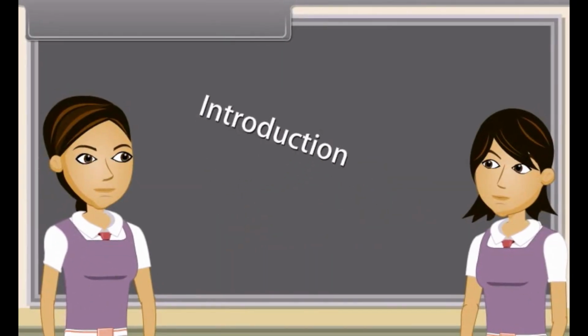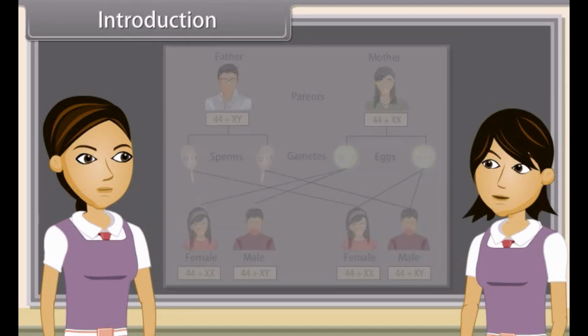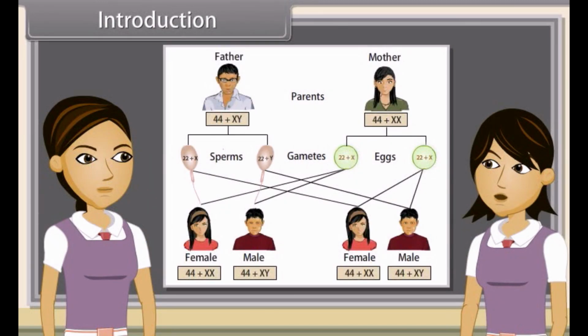Introduction. Heredity is the process of transmission of characters from one generation to another generation. Yes, heredity plays an important role in the formation of new species.